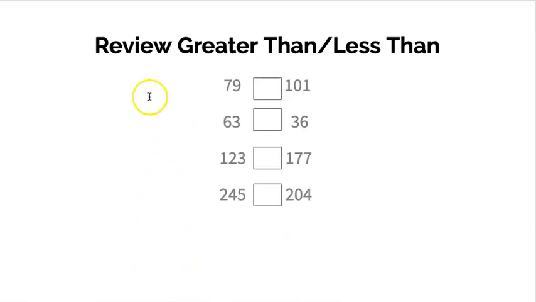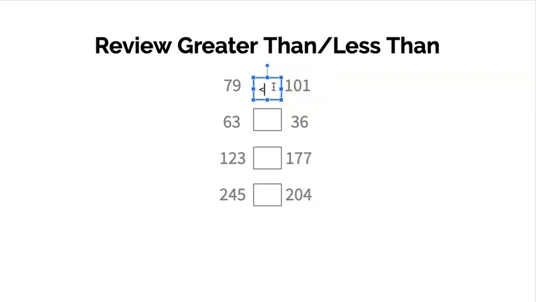Alright, your next one is we're going to review greater than and less than. Alright, first we have 79 and 101. So we have to figure out which one is bigger. Remember, the mouse wants to eat the bigger number. So we have a tens and a ones column, and then we have hundreds, tens, and ones. So we definitely have to know that 101 is bigger than 79.